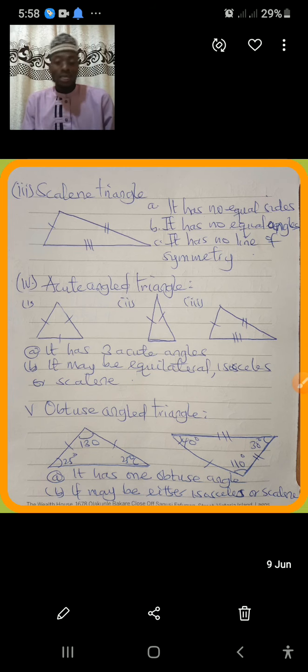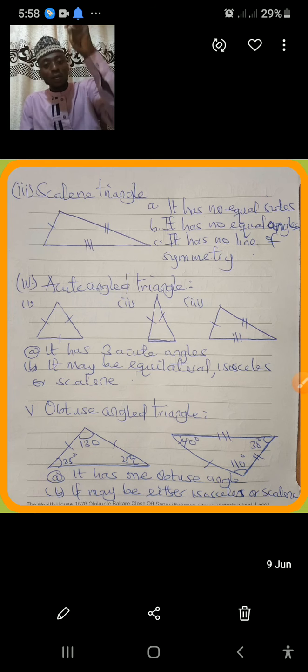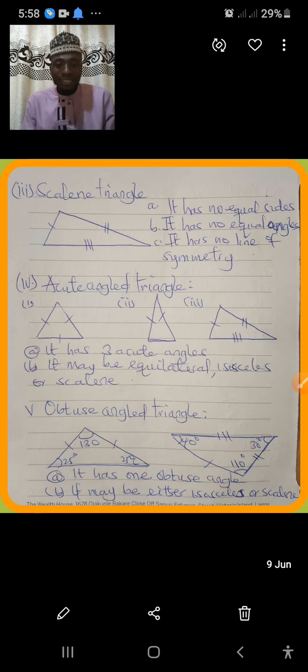If you look at isosceles too, if you have 50 on this side, 50 here, that will be 100. The one on top will be 80. The three angles, 50, 50, 80, make that triangle an acute angled triangle. So that is that on acute angle.